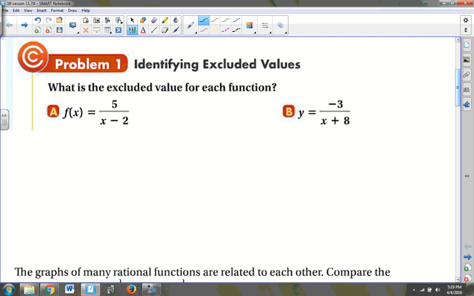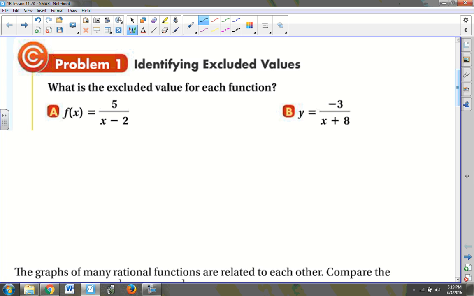Part of your practice problems is just going to be reminding yourself what excluded values means. As a quick reminder, excluded values are points that we are not allowed to put in for x. So they are points where a certain x value won't work in these functions.